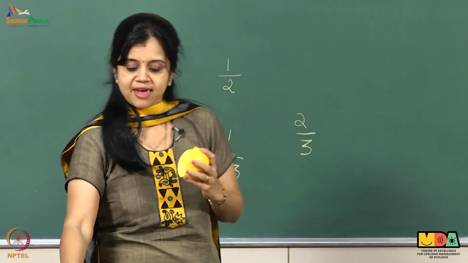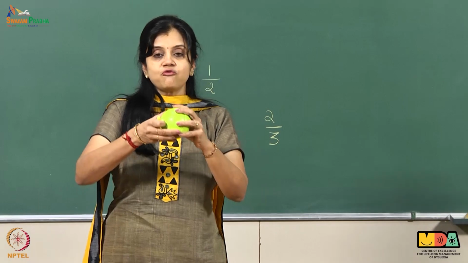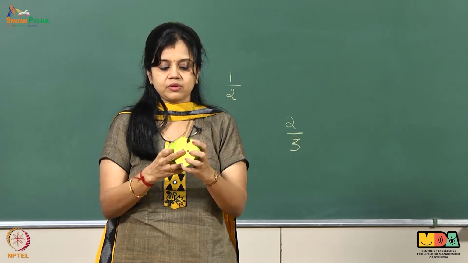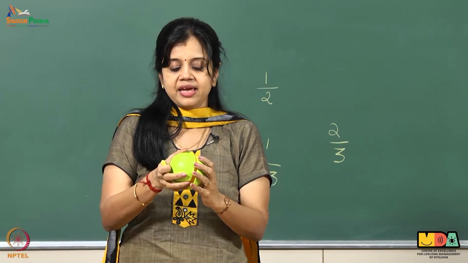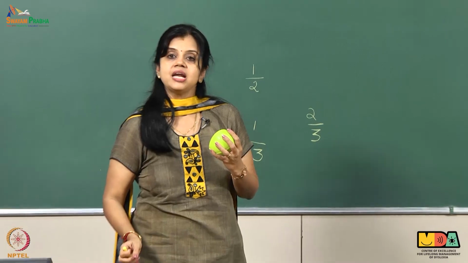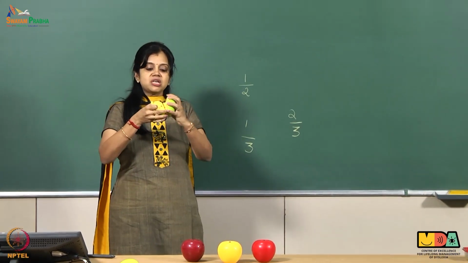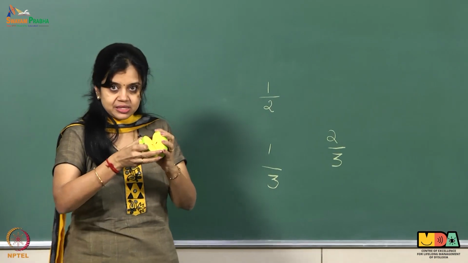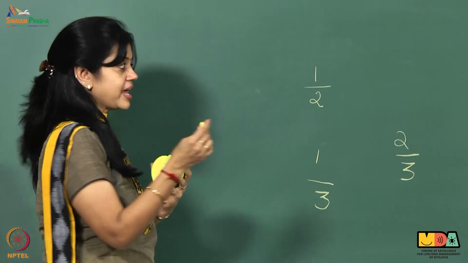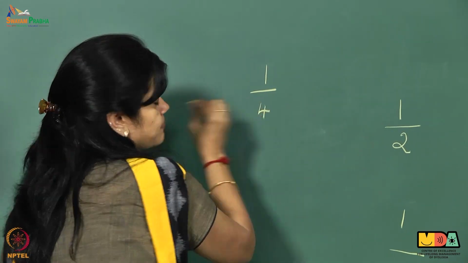Same way, if I am going to take another apple and make it into 4 equal pieces, and if I give one to a child, the child says that he has got 1 out of how many total number of pieces? 4 pieces. So, the fraction that will go to represent that would be 1 out of 4 pieces.